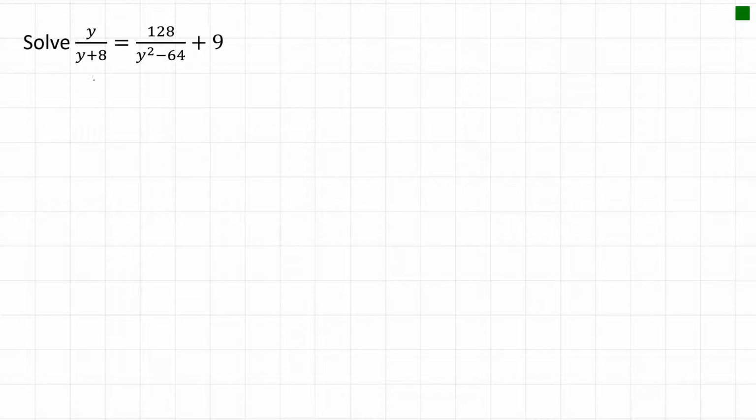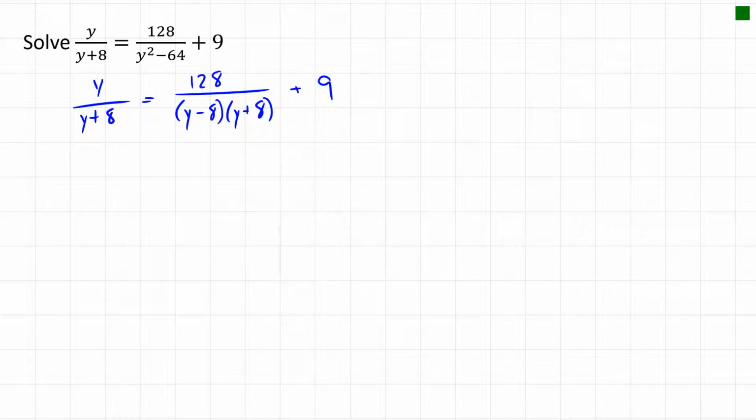Because we can factor, we should. So y over y plus 8 is equal to 128 over a difference of squares, that would factor into y minus 8 times y plus 8, plus 9. Now we can go ahead and multiply by that lowest common multiple, which is going to be y minus 8 times y plus 8.